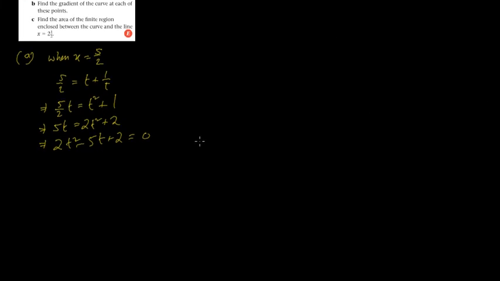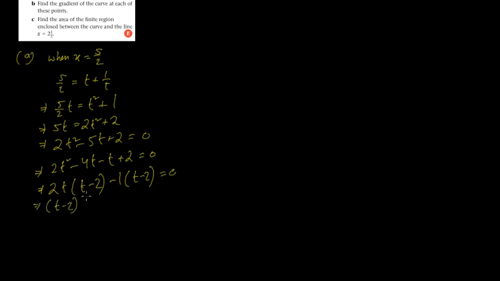Now, middle term break. It's a quadratic equation, so we have to find two values of t. So 2 times 2 is 4, and we can get 5 by 4 and 1, whose sum is 5 and product is 4. So 2t squared minus 4t minus t plus 2 equals 0. If I take 2t common, it would be t minus 2. If I take 1 common, it would be t minus 2 equals 0. So this would be t minus 2, and this would be 2t minus 1 equals 0. Therefore t equals 2 or t equals half. So we found two values of t.